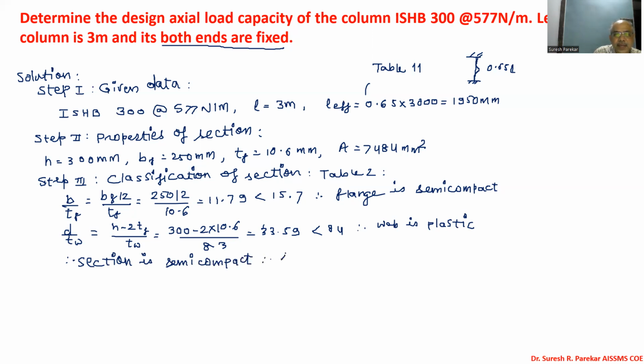And therefore, AE equal to 7484 mm square. If you will not go for this step of classification, you will lose 2 marks for this. So you have to go for this. Then we have step 4. Then step 4, we have to go for buckling class.